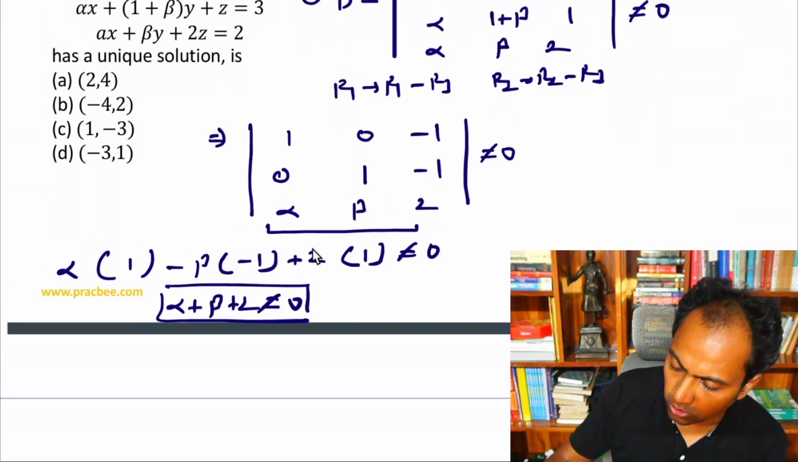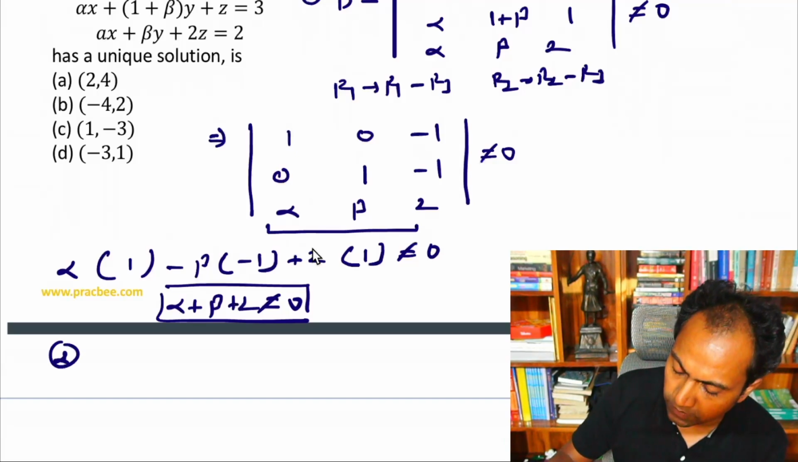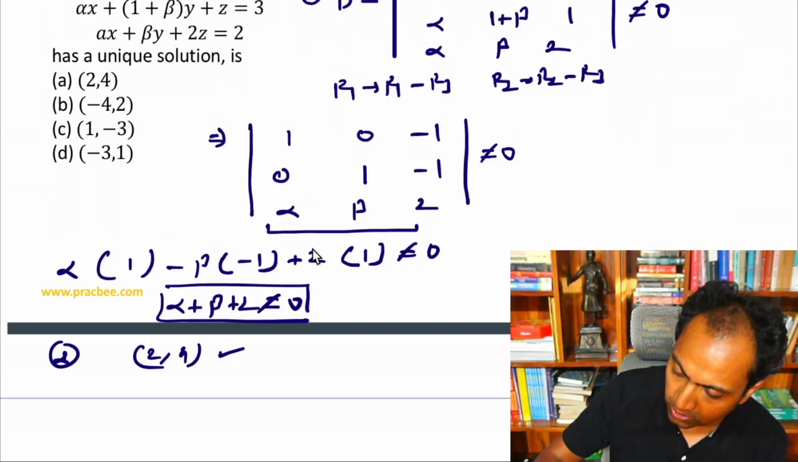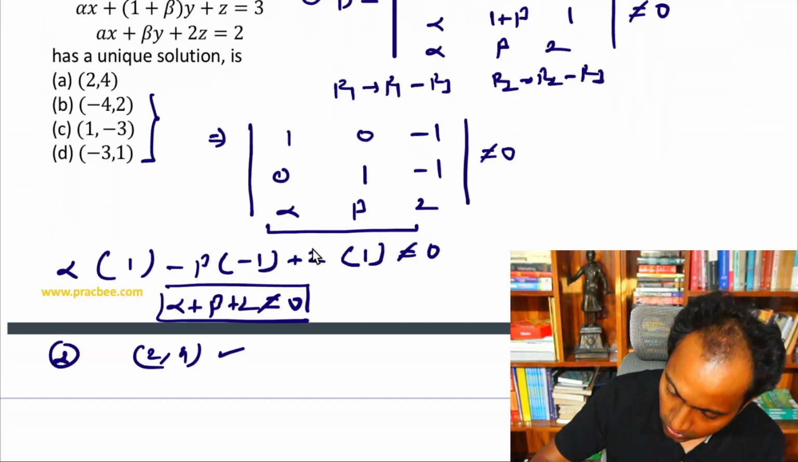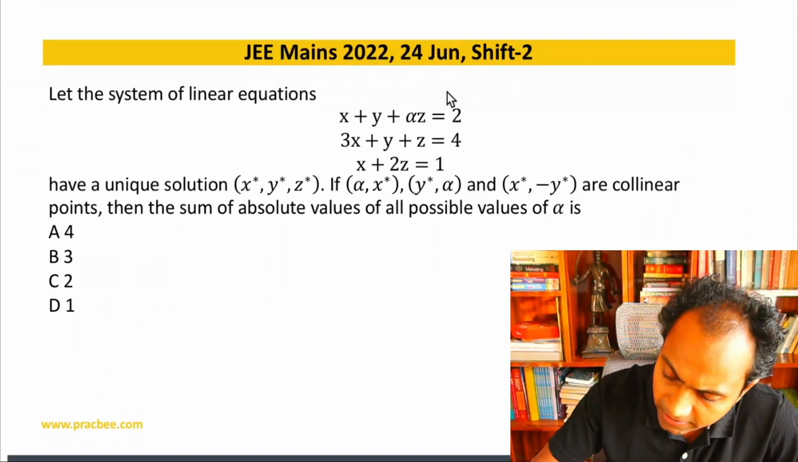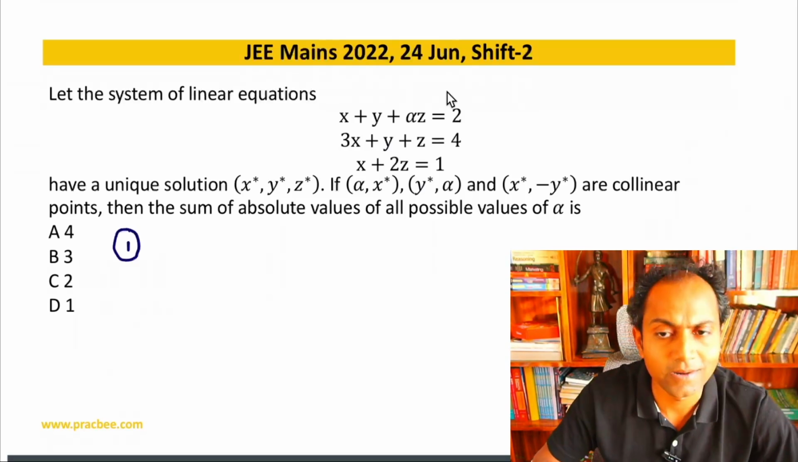Now let us check the options. These are alpha, beta pairs. If I check the first option, you can see that 2, 4 satisfies the condition, so this is fine. But the other three options are not satisfying this condition, so A becomes the correct option. Now if I look into the next question, it is based on the idea of just simply solving the equations and then applying the condition of collinearity.